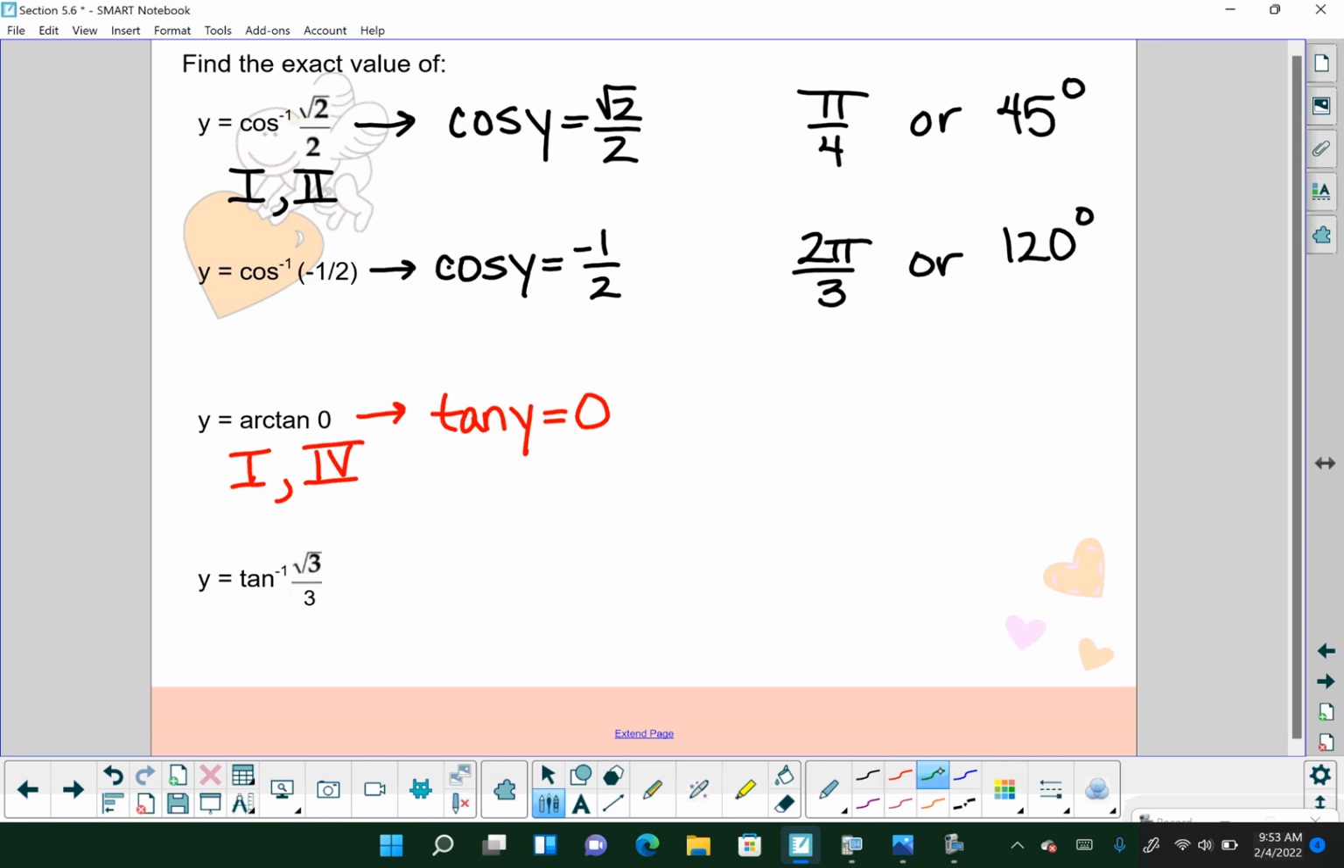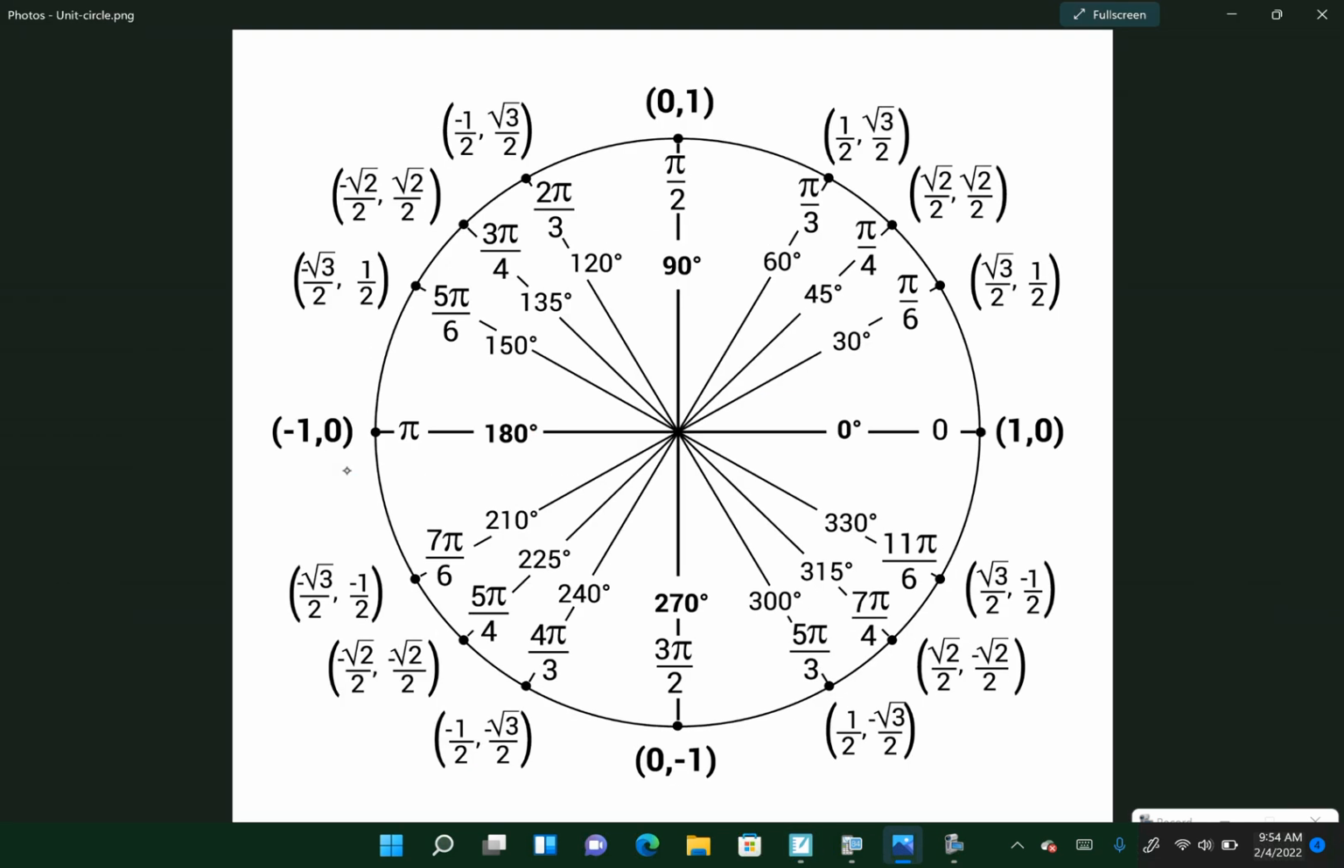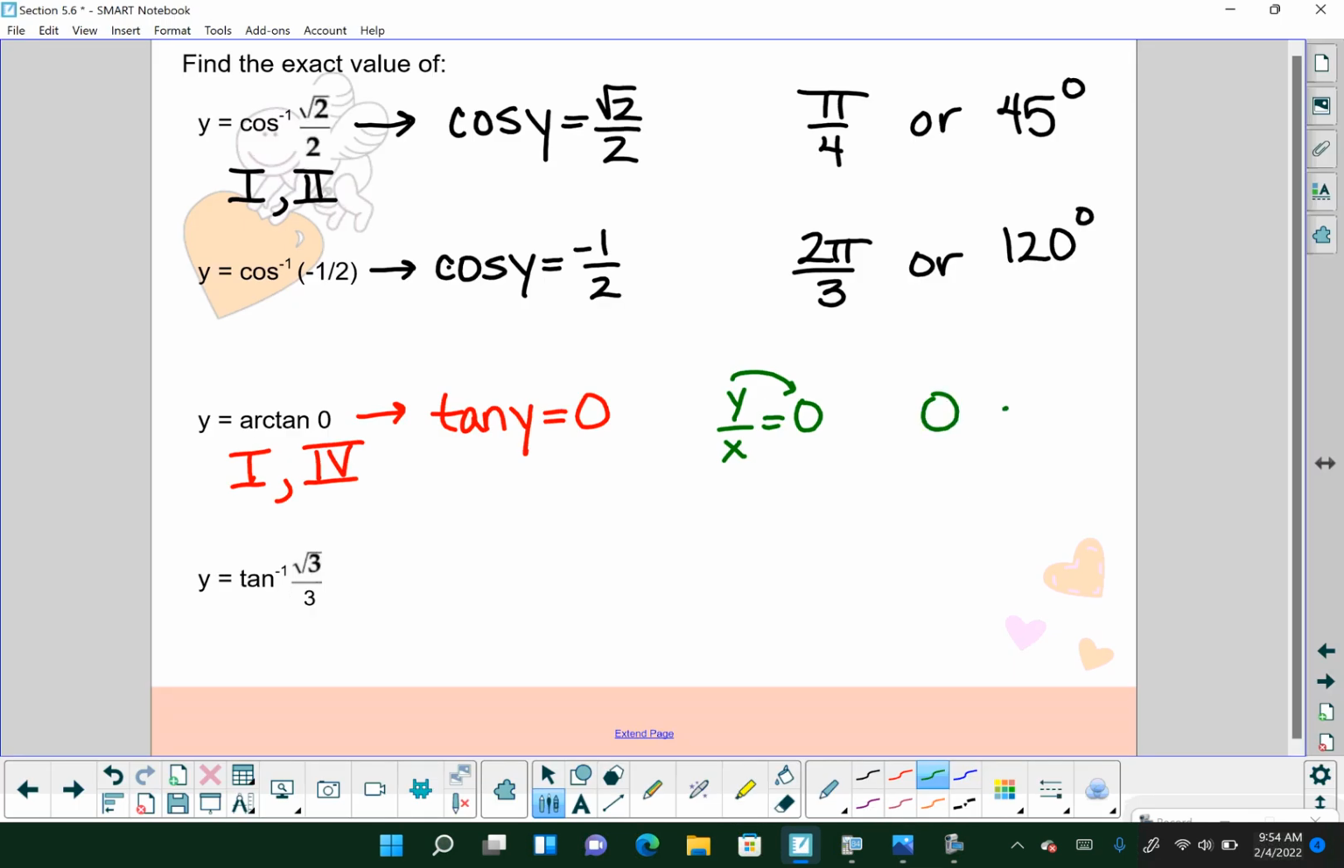To calculate a tangent, we do y over x. So we're figuring out, how can I do a y divided by an x and get a 0? Well, the only way that I can divide two things and get 0 is if my numerator equals 0. So that's really what we're looking for. Where is our y coordinate equal to 0, either in quadrant 1 or quadrant 4? So back to that unit circle, where do I have a y coordinate of 0? And that happens at 0. If I do y divided by x, I would have 0 divided by 1, and that gives me 0. So my answer is either 0 radians or 0 degrees.